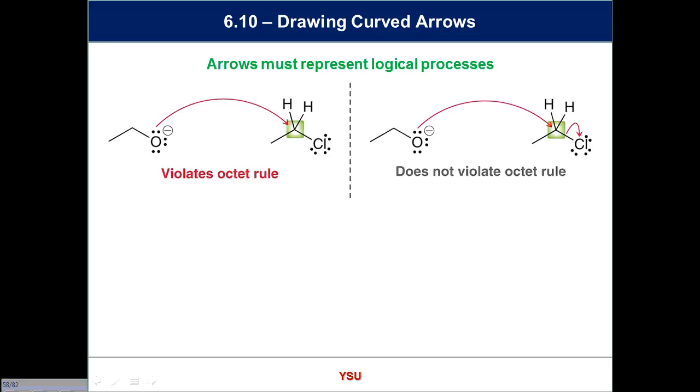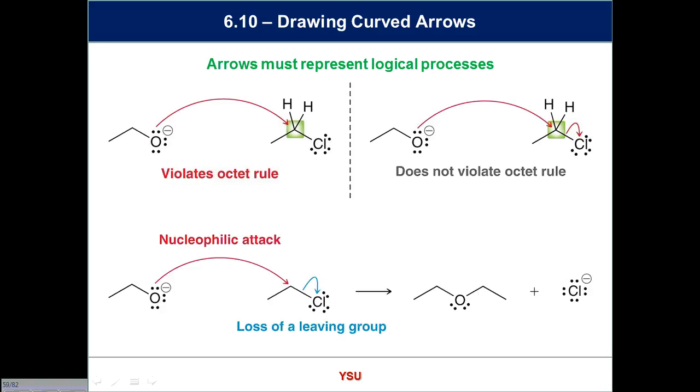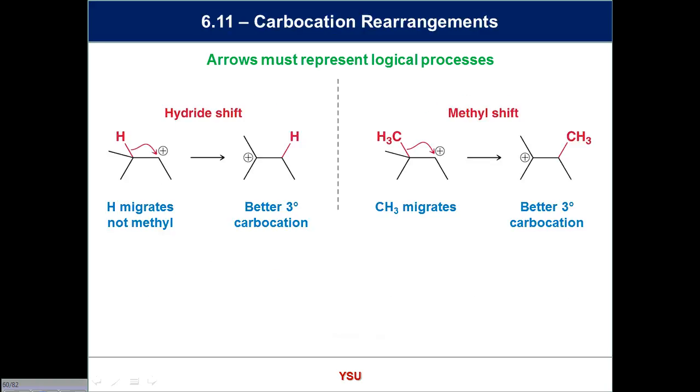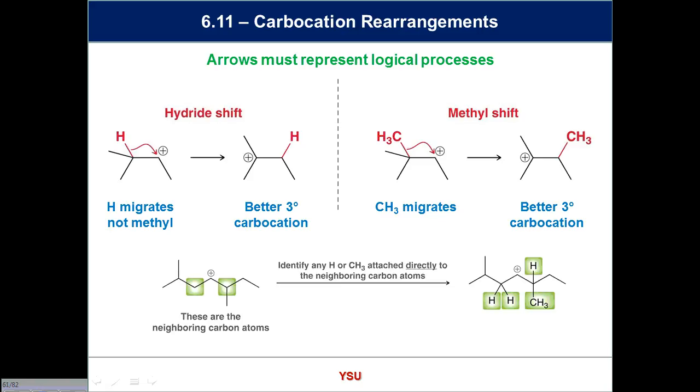Now, to finish off, they have to be logical. You can't break the octet rule. Please don't. This should make sense. And if it isn't making any sense, come and ask. Because the rest of this class and next semester is all about these arrows, whether you like it or not. Right, they must be logical. Don't be making carbocations that are less stable than where you start. That should make some sense by now.